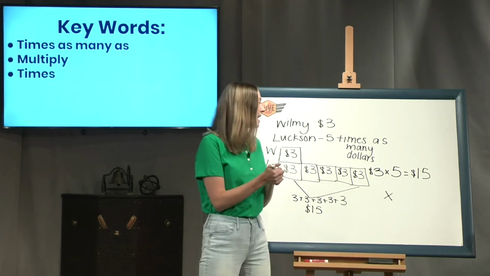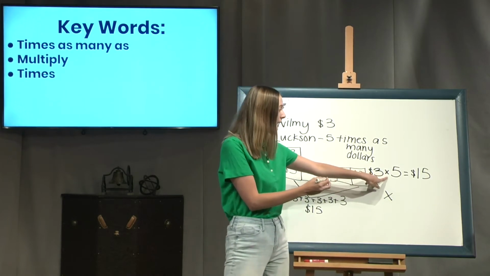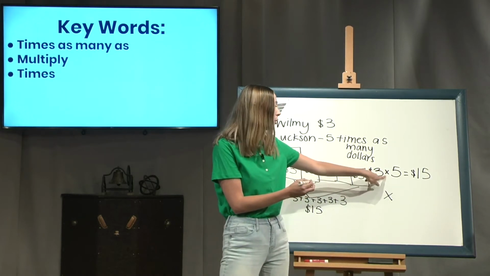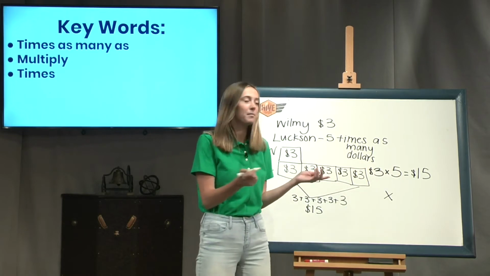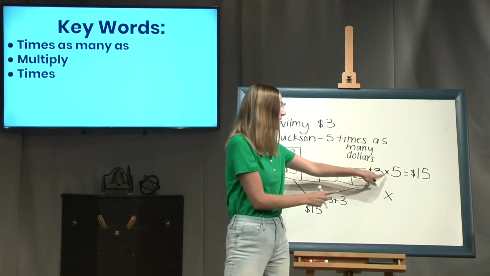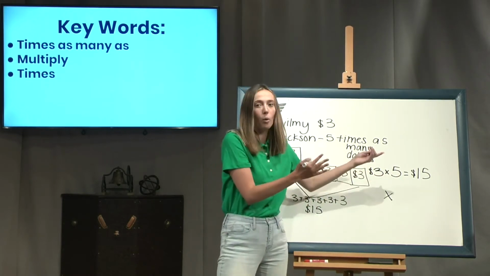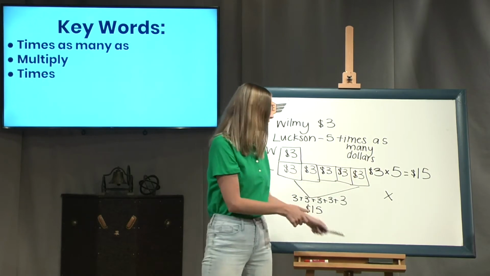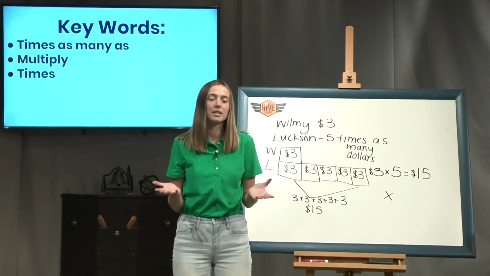Right here, times as many as, we did 3 times 5, or 3 multiply 5. It's the same thing. So we interpreted that this symbol meant multiply or times. So those are our key vocab words.